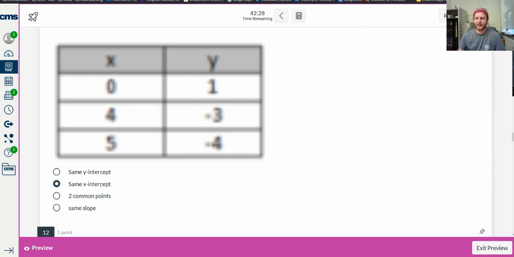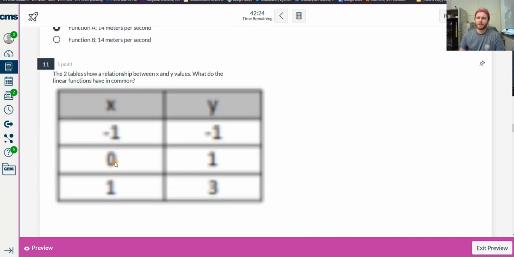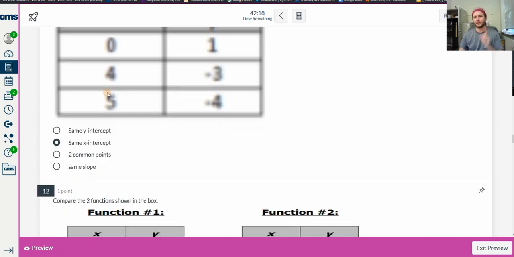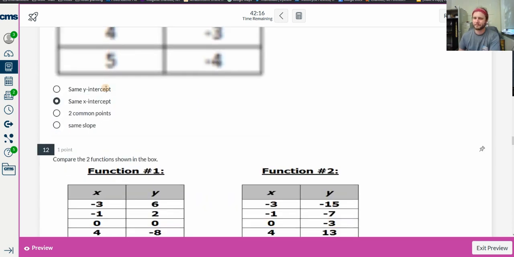I might change that by the time you guys see it, might not. Because you know what, I'll change it to say which best describes what they have in common. That's what it'll probably say by the time you guys take this.